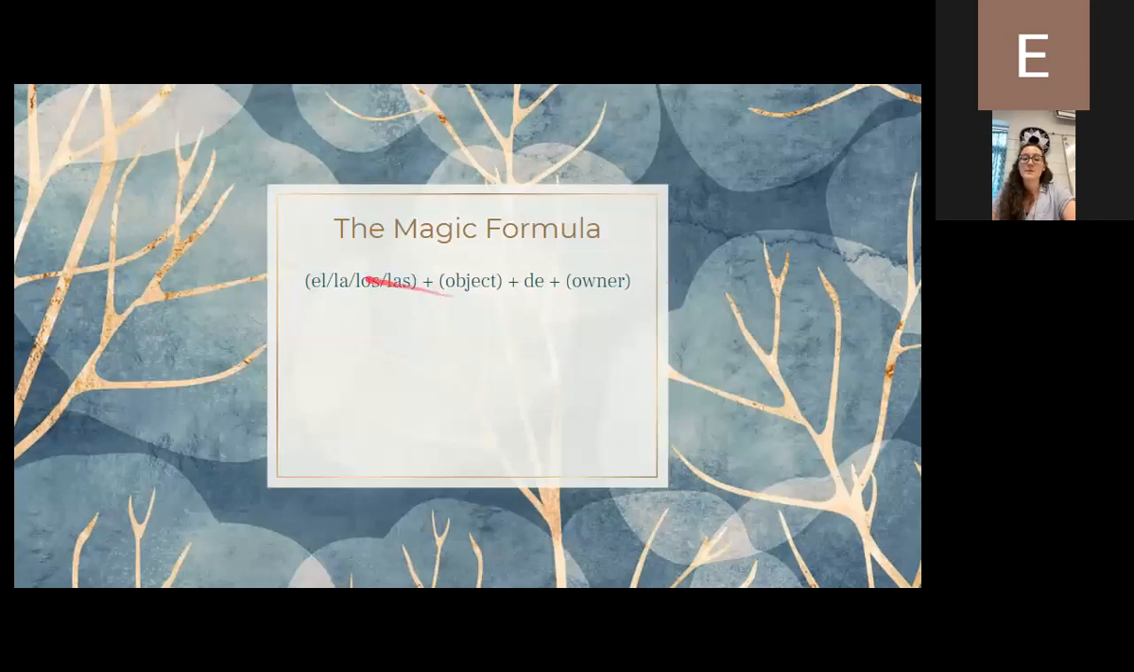So we have a magic formula that we are going to use for this, and be extra sure that you have this written down, you have it highlighted or circled or underlined. It's very important. So our magic formula to show possession in this way, we take our definite article. So that's either el, la, los, or las. Then the object, de, and then the owner. So like the house of Peter. The house of Peter would be Peter's house.